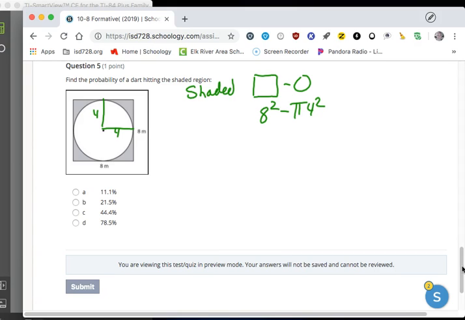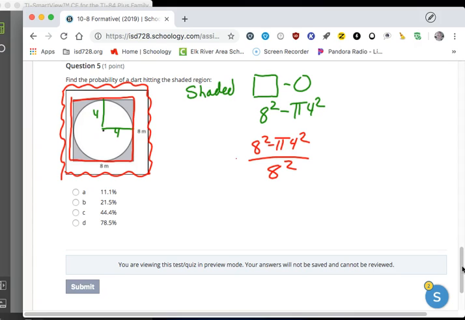Now, the total area that it can land in, find the probability of the dart hitting the shaded region, and I'm just assuming that this box doesn't exist, part of the box doesn't exist. I'm just interested in it hitting inside this square. Okay, so the total landing area is 8 squared. So I've got 8 squared minus pi 4 squared divided by 8 squared. And that's probability shaded.